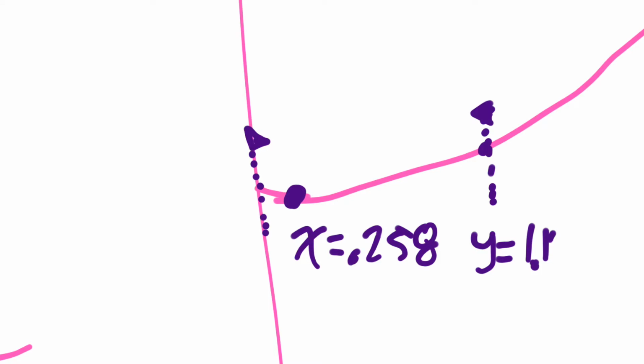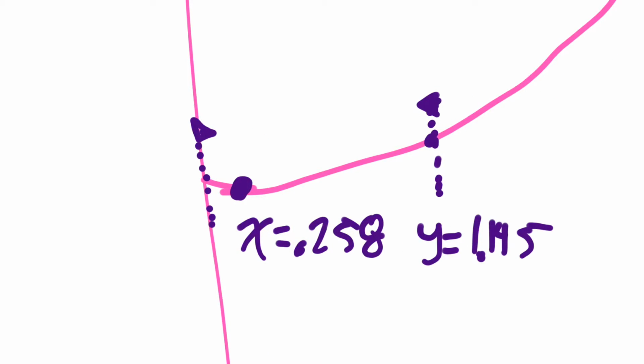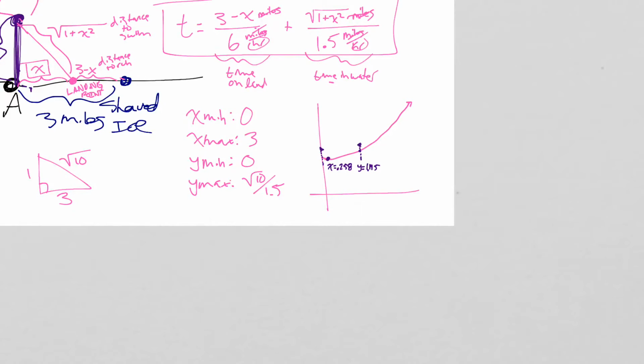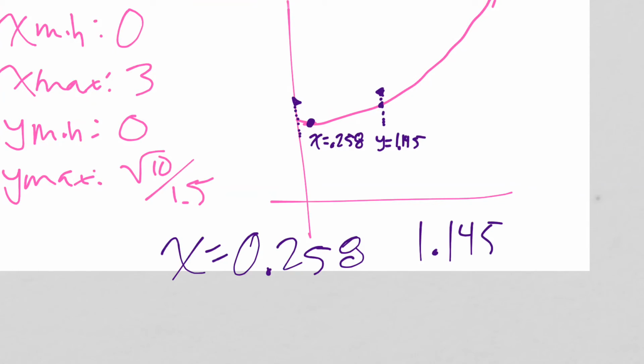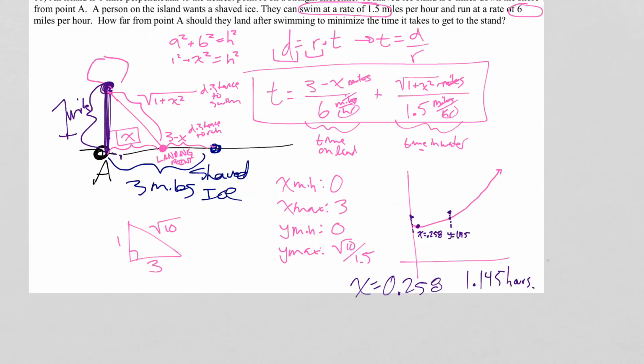And then it says guess, and I'm lazy, and we've defined a good left and right bound. So I'm just going to hit enter, and it's going to take me to this x value, where x equals 0.258 and y equals 1.145. And now we need to interpret our answer. What does this mean? Well, x is miles and y is time, t, hours. So what this is saying is, if we hit the shore where x equals 0.258, we will minimize our time, which will be 1.145 hours. Geometry!